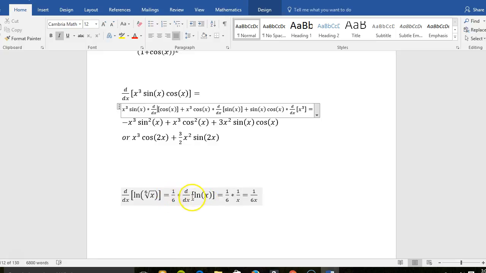It can jump from the exponent down to a coefficient in front of the natural log. That's by algebra 2. Remember, the ln of x to the 1/6 power is 1/6 ln x, and then by calculus, we take the 1/6 all the way out here, okay?